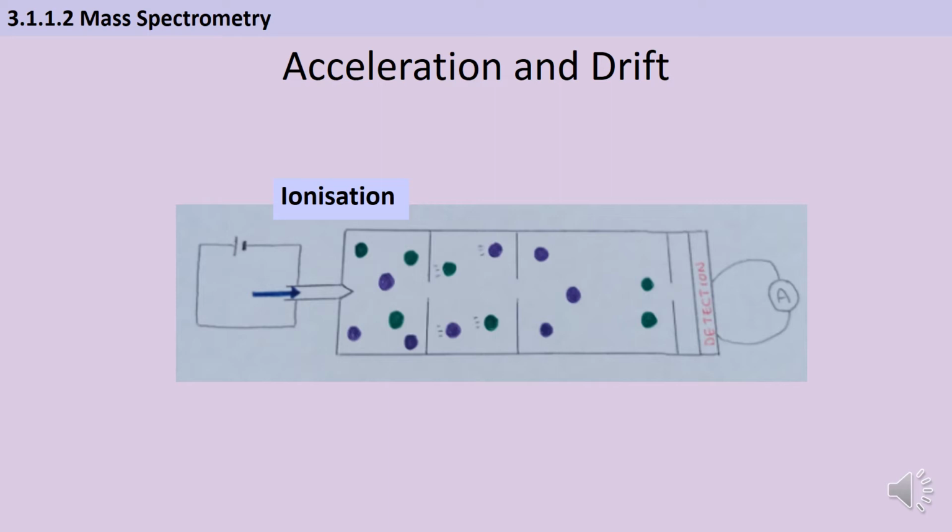And the next step is that they're going to move into a vacuum and they're going to be accelerated. They're in a vacuum because we don't want those particles colliding with nitrogen molecules in the air or whatever. We want them to just move at whatever speed they should move at. So they're accelerated using an electric field, and that acceleration is going to give them all the same amount of kinetic energy, and this is really, really important. So every ion has exactly the same amount of energy.